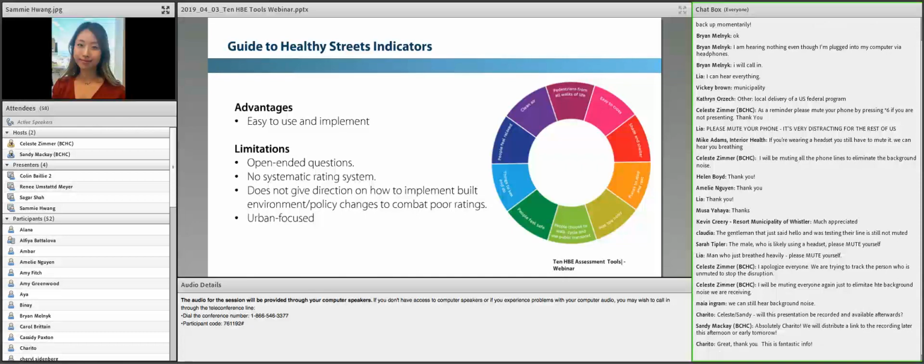The limitation here is that there are open-ended questions. There's no systematic rating system. And again, it doesn't give you any specific direction on how to implement any policy changes. And it is quite urban focused, so it wouldn't be suitable for a smaller rural community.